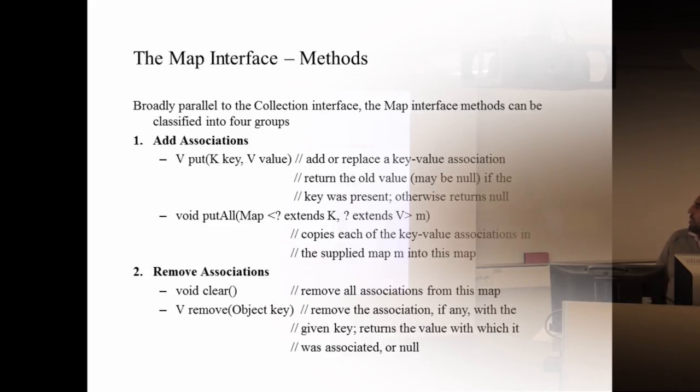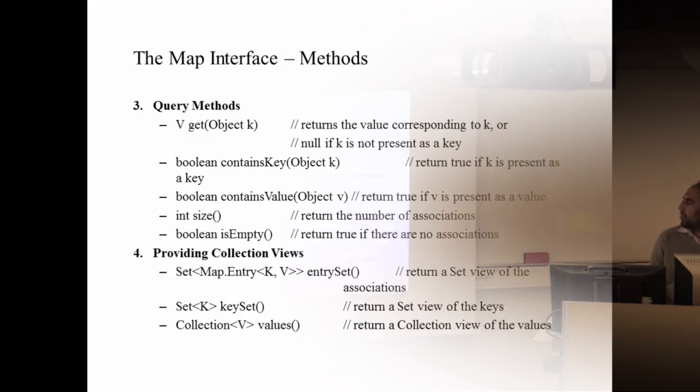So if we look at the Map methods, they can be classified similarly to the Collection interface. We have the methods in the add category, and you can use these methods to add values. Then we have the remove methods that we use to remove the entries from the map. And then we have these query methods that we can use to get information about a map, such as the size of the map and whether a map contains a particular key or not.